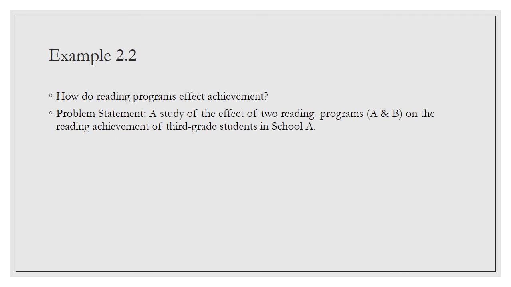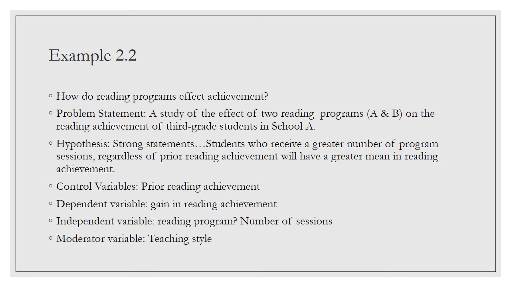We examine the difference between those two hypotheses. The stronger statement is the statement about students who receive a greater number of program sessions. So here specifically, all of that information I gave you about all of the possibilities, when we look at this hypothesis, we know that we have some sort of control, or we have a prior reading achievement. We have the same dependent variable, some sort of gain score in reading achievement. The independent variable of reading program, also we have the number of sessions. That could be an additional variable in our model as an independent variable.